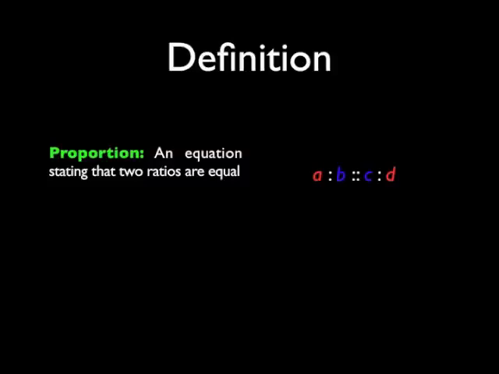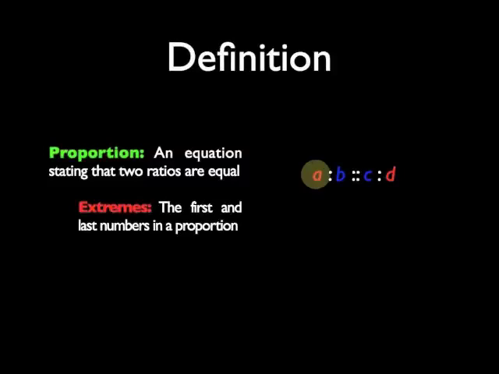One is using colons. So you'll notice that the equal sign is actually two colons next to each other. So this one says A to B is the same thing as C to D. While we're talking here, let's talk about the means and the extremes. The extremes are the first and last numbers in the proportion, so in this case A and D, and it's easier to see in this format, so that's why I want to talk about them now. So A and D are on the ends, the extreme portions of the proportion.